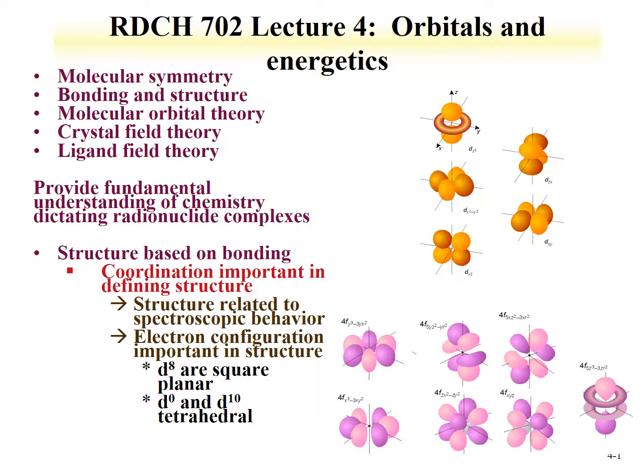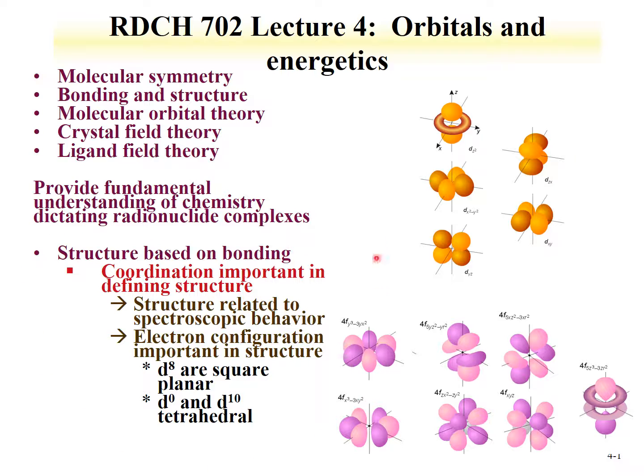This is lecture 4 for Radiochemistry 702. This lecture is on orbitals and energetics. The lecture will discuss molecular symmetry, the relationship between bonding and structure, and then go over some theories that describe metal-ligand interactions. The goal of this lecture is to provide a fundamental understanding of chemistry dictating complexes, particularly radionuclide complexes.